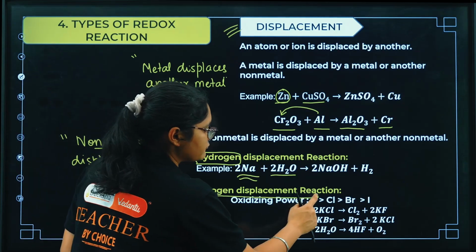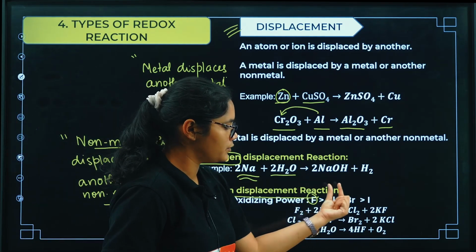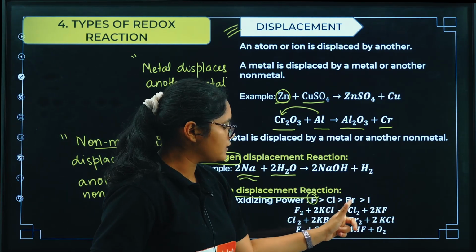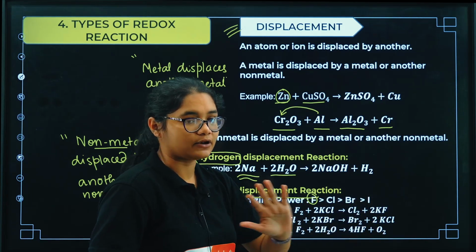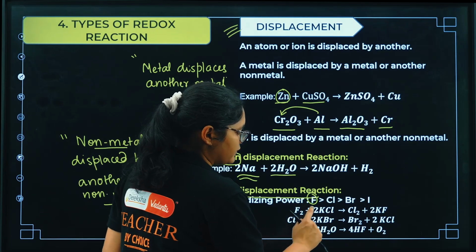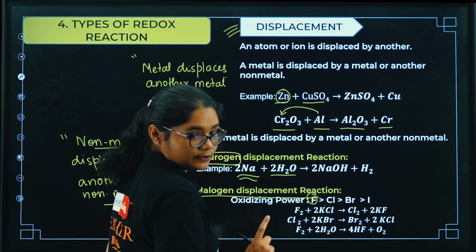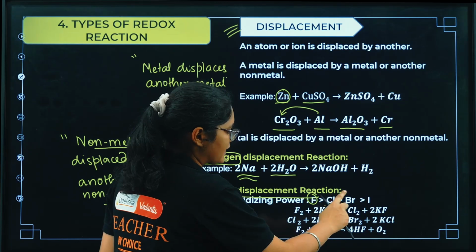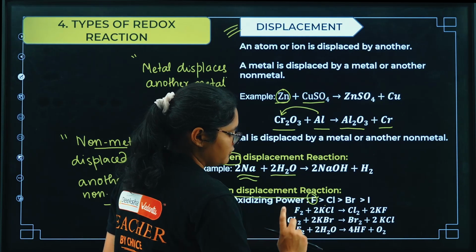So you should remember that fluorine has the strongest oxidizing power. That means fluorine can replace chlorine, bromine, iodine. Chlorine can replace only bromine and bromine can replace only iodine. Iodine cannot replace anything. So you can see, if I react F2 and KCl, fluorine can replace chlorine and we will get KF and Cl2. Similarly, if chlorine reacts with bromide, Cl will replace bromine and Br2 will form.